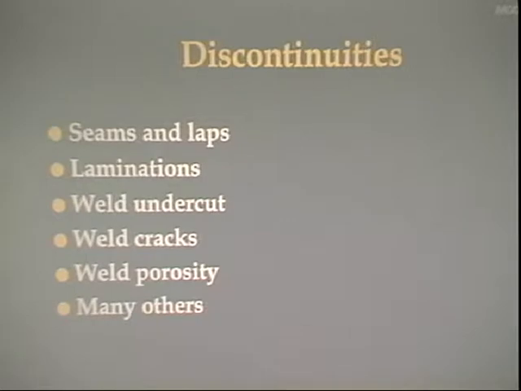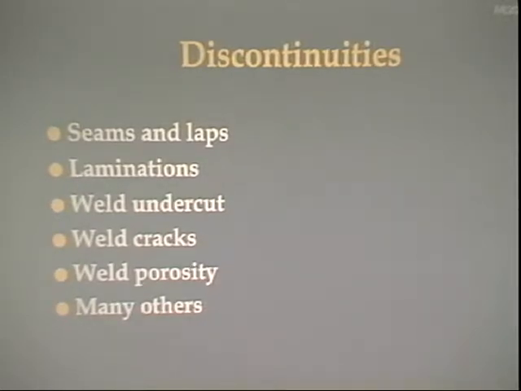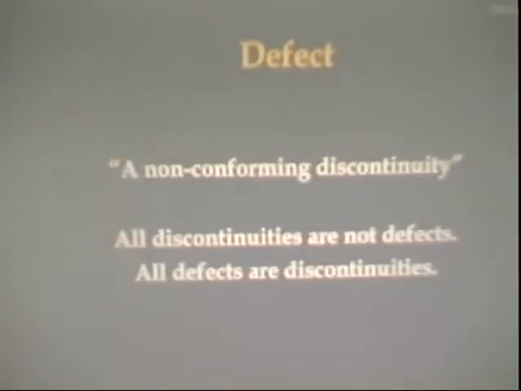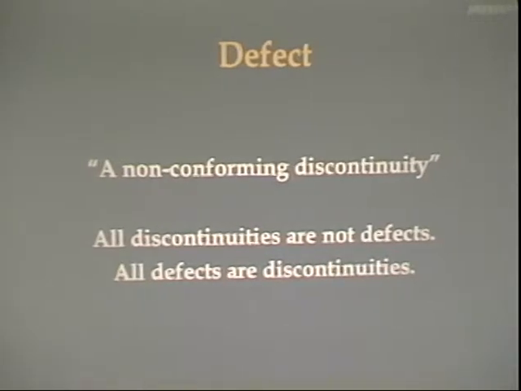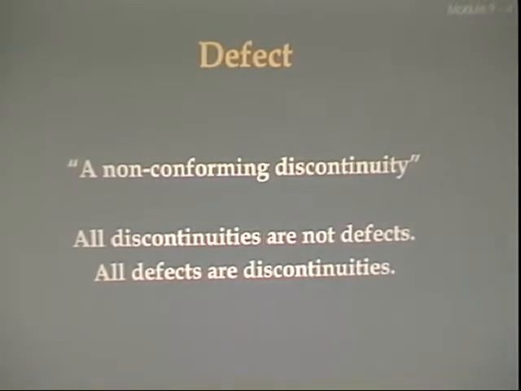Stay in the first column, drop down to the last sentence and highlight where it says, as a welding inspector, you should strive to realize the distinction between the terms discontinuity and defect. What is a defect? A non-conforming discontinuity. And it says, this is the distinction. All discontinuities are not defects. All defects are discontinuities. So let me draw that on the board real quickly.